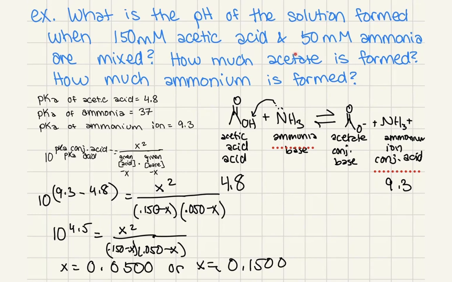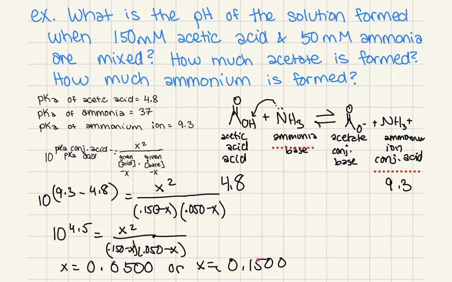What do we have more of? Do we have more of the acetic acid or more of the ammonia? We have more of the acetic acid. So our limiting reagent is going to be the ammonia. And we start with 50 millimolars, which is 0.05 molar. Now, if we look at one of these answers, 0.150, that is going to be more than the amount of ammonia that we started with.